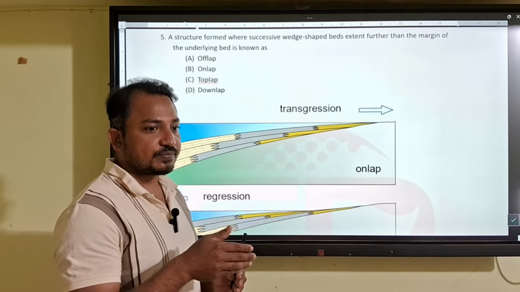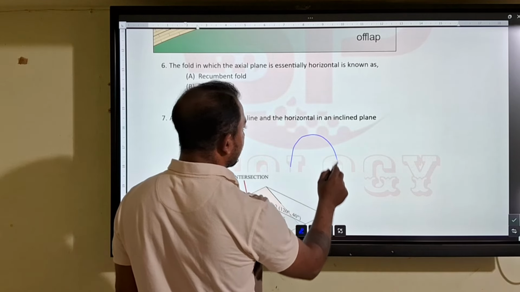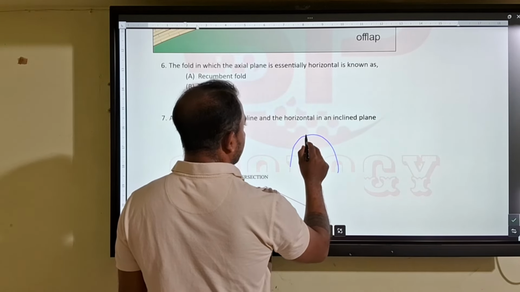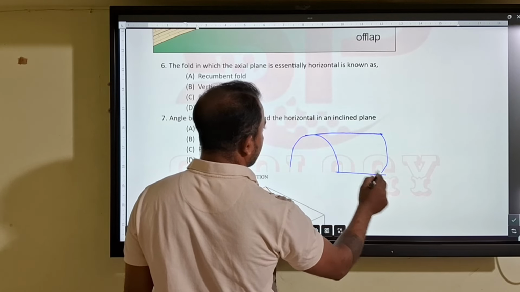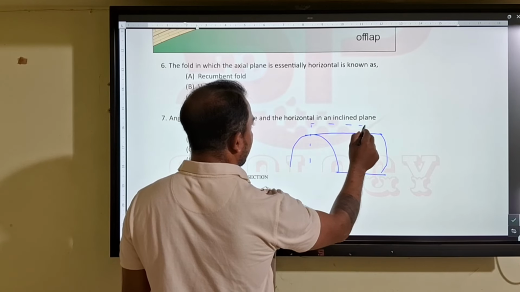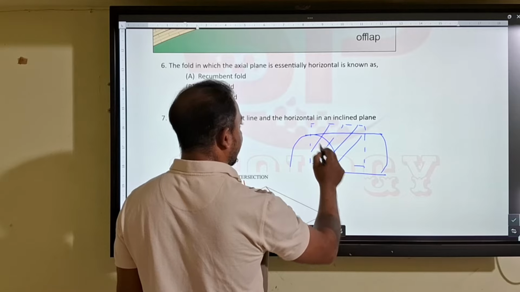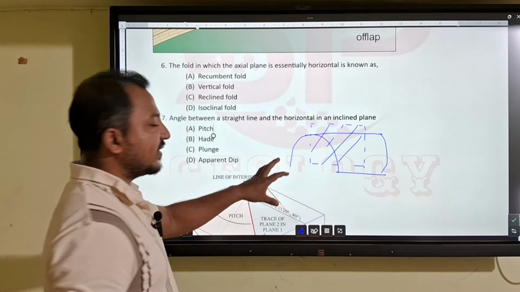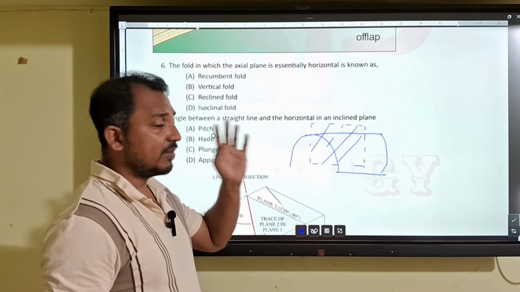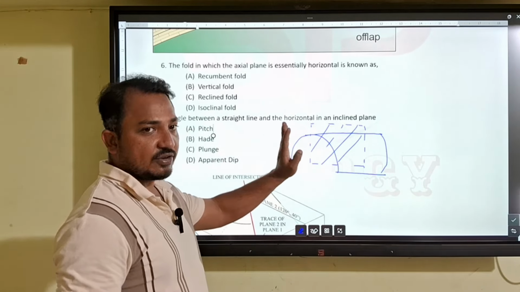Next, the fold in which the axial plane is essentially horizontal. This will be the axial plane of the fold, which divides the fold into two similar halves. According to the axial plane, we can classify the fold into different types according to the attitude of the axial plane. So we have recumbent fold, where the axial plane is always horizontal. So the answer will be recumbent fold.